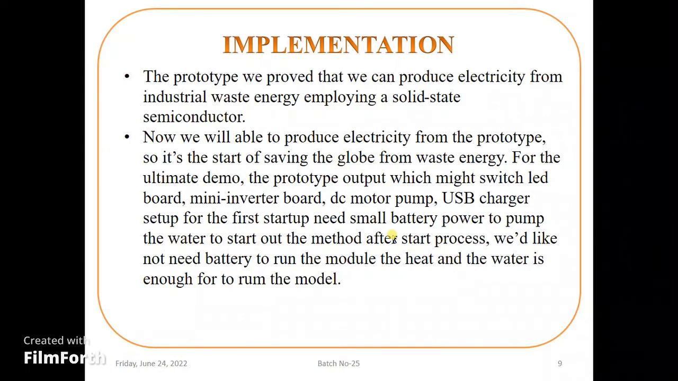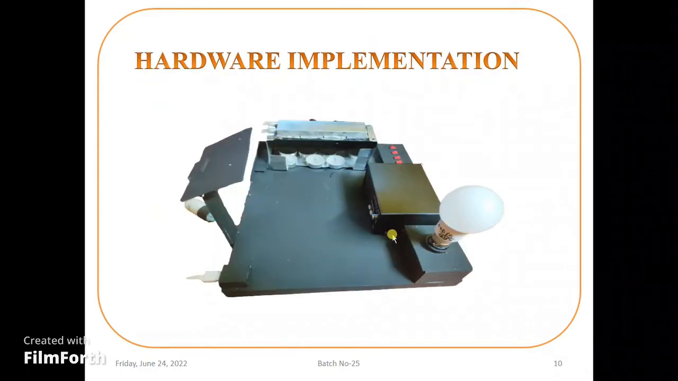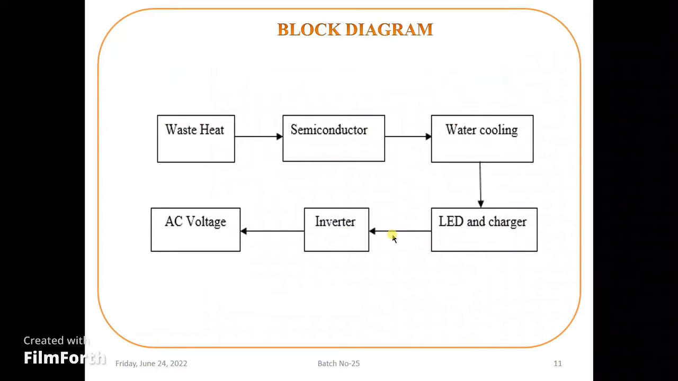And the implementation is the prototype. We proved that we can produce electricity from industrial waste heat energy employing a solid state semiconductor. Now we are able to produce electricity from the prototype, so it's the start of saving the globe from waste heat energy. For the ultimate demo, the prototype output can switch on an LED board, mini inverter board, DC motor pump, and USB charger setup. For the first startup, it needs small battery power to pump the water. After the start process, we do not need a battery to run the module; the heat and the water are enough to run the module. And this is the hardware implementation.